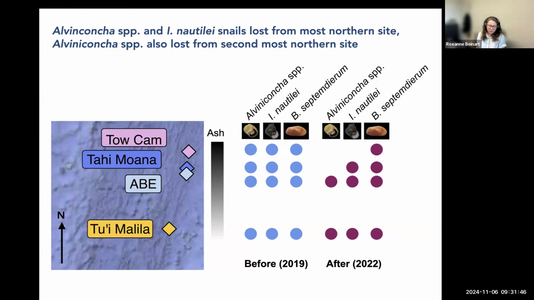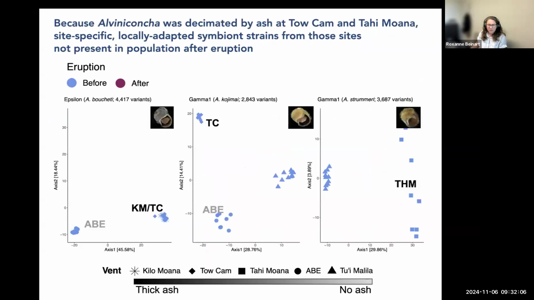And then finally, as I showed you in that photo of Tui Malila just now, there was no detectable ash there and pretty much no change in the animal populations there. So we again saw all of these 3 taxa there. So a big change before and after the eruption in the distribution of these animals across these vent fields.